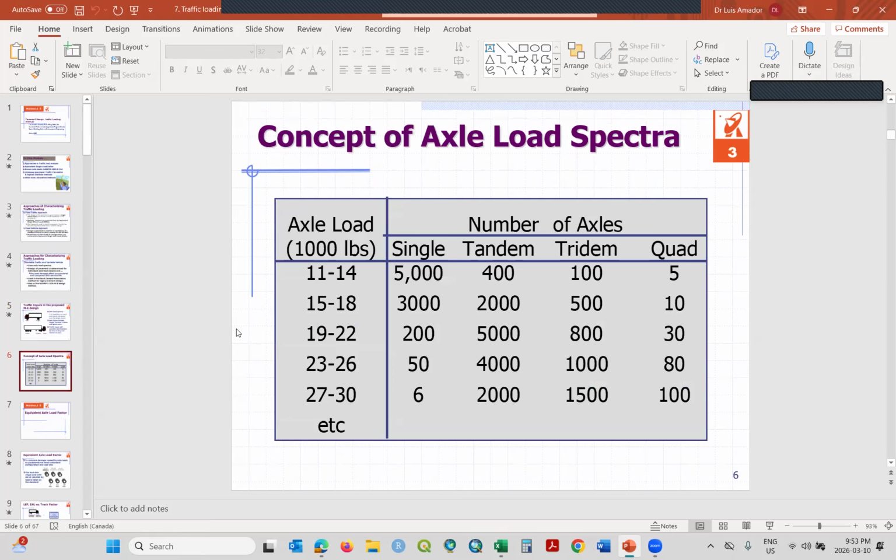So the load spectra will require you to have a detailed table like this one, where you have the number of axles of all types of vehicles you expect to use the pavement that you are designing. And this is very complicated because you don't know. You are forecasting something in the future. And for this reason, this method is not yet that utilized. And everybody tries to bring everything into the standard axle load.